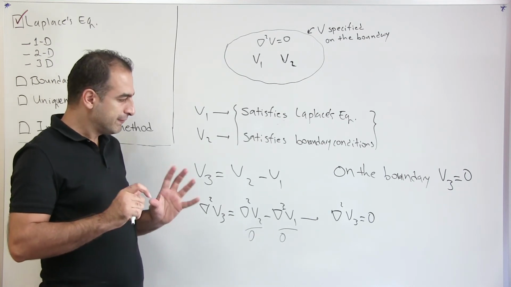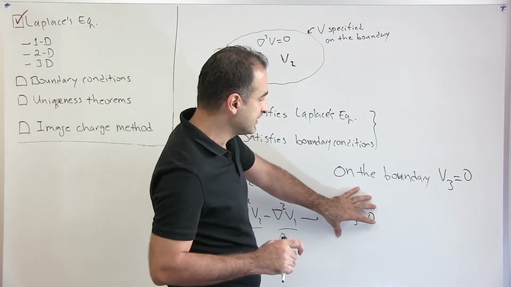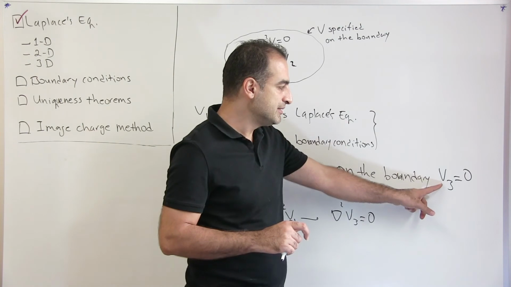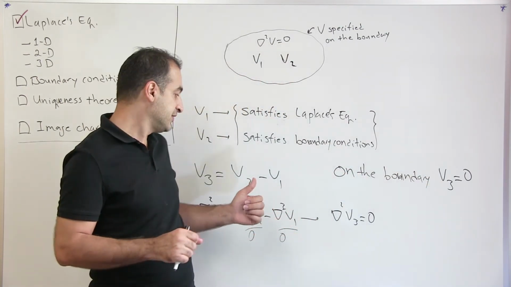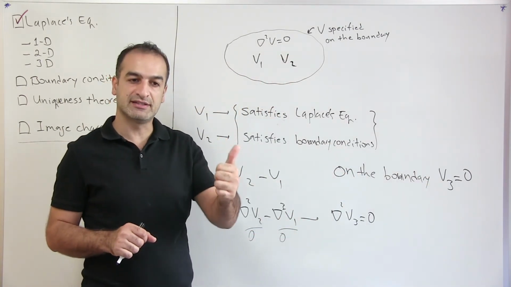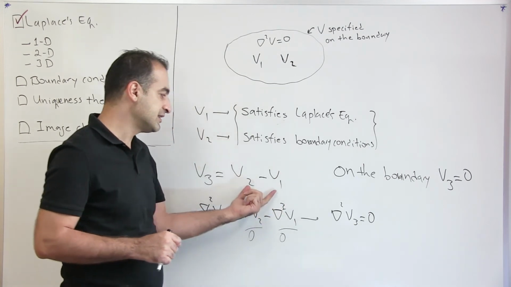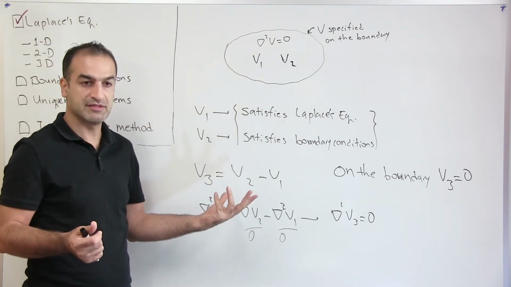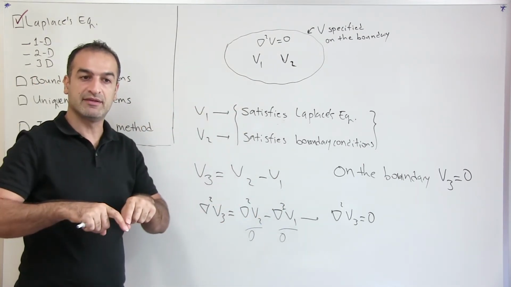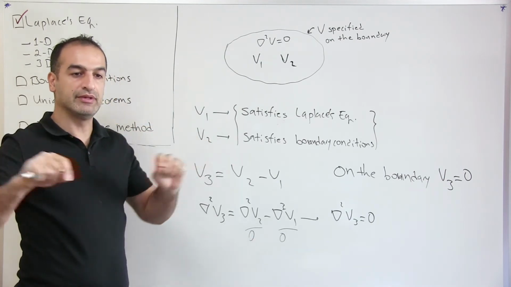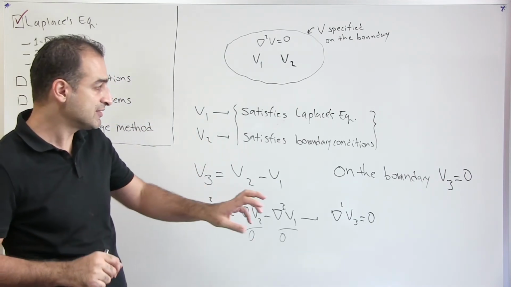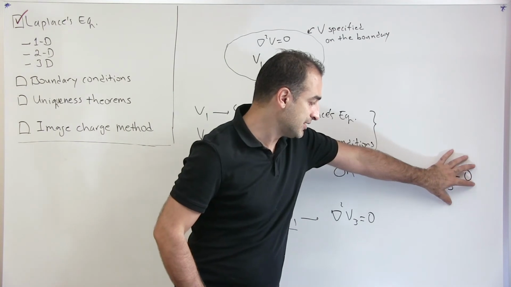V3 is very special in the sense that it needs to be zero on the boundaries, because V1 and V2 are satisfying the same boundary condition. So if you look at the difference between them, V3 must be zero all the way on the boundary and on any single point on the boundary. Okay, so that's what we have about V3 on the boundary.